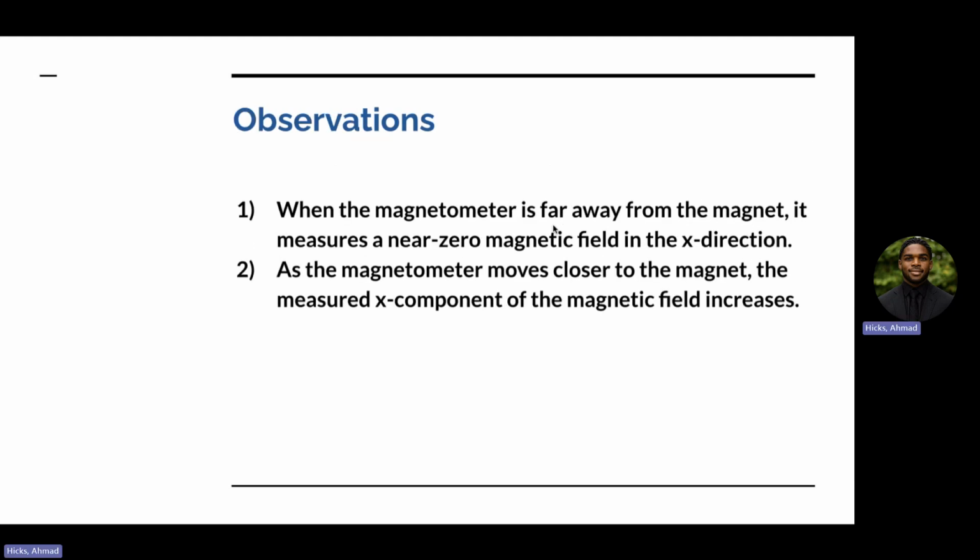Next are observations. Two observations that support the Biot-Savart law are: when the magnetometer is far away from the magnet, it measures a near zero magnetic field in the x direction, and as it moves closer to the magnet, the measured x component of the magnetic field increases.